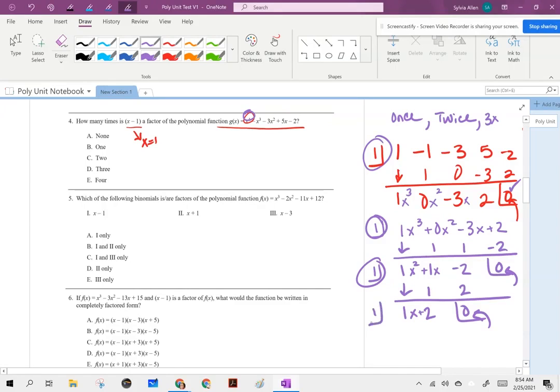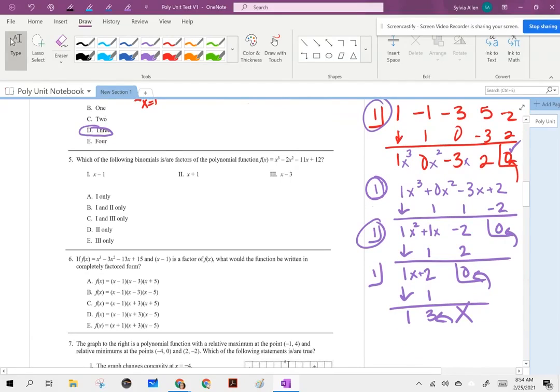Let me just divide it again just to make sure, just so you can see what it's going to look like. And so right here, this is my remainder of 3, so that is not a factor. So this happened to have a multiplicity of 3. So the correct answer is D.